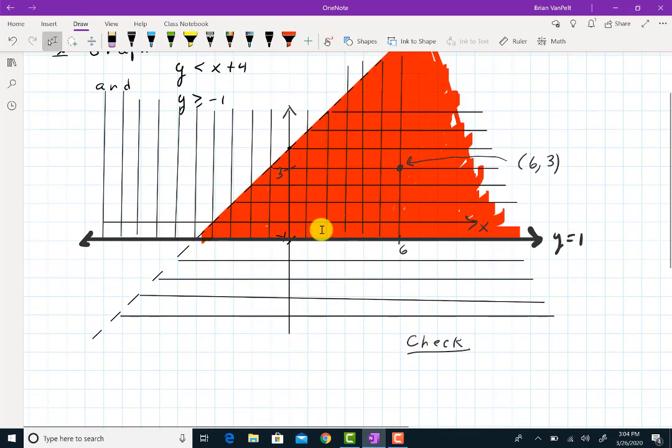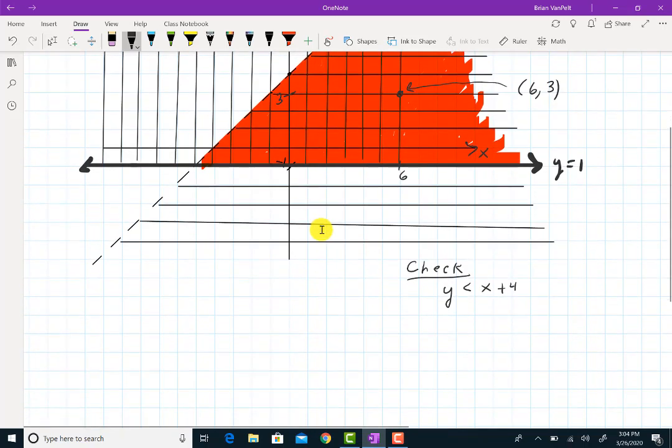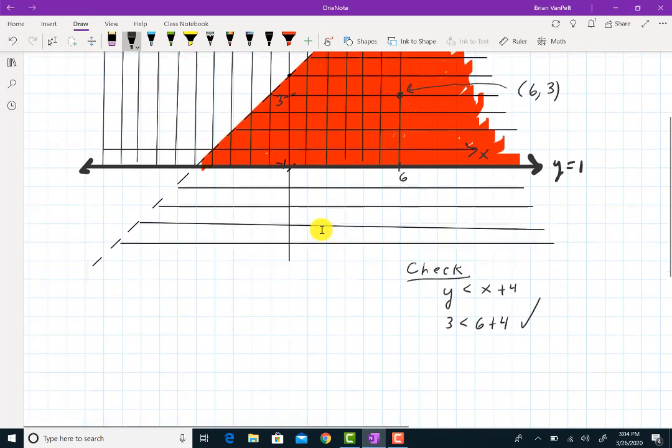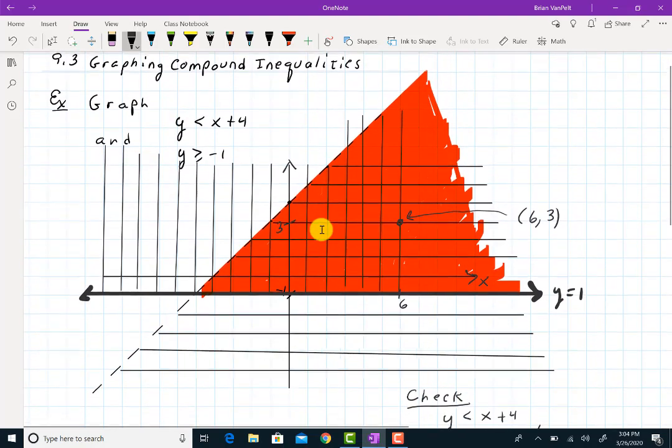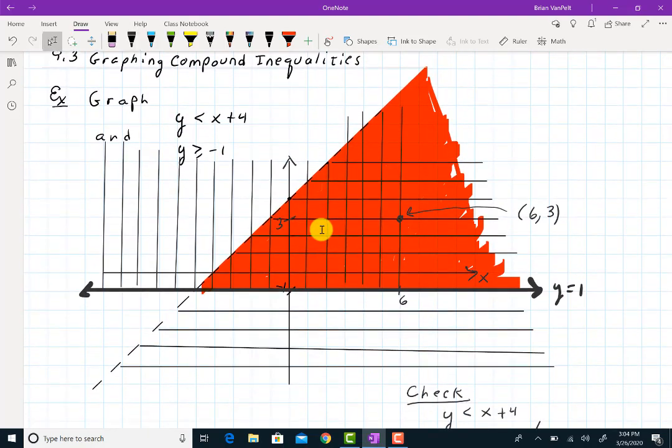So when x is 6, y is 3. So we have y is less than x plus 4. Let me put in the 6 for x and the 3 for y. 3 is in fact less than 10, so that checks. And now the other one was y is greater than or equal to negative 1. And y was equal to 3. So that checks. As long as they both check, you know that you have the solution. So that's what this is about here.